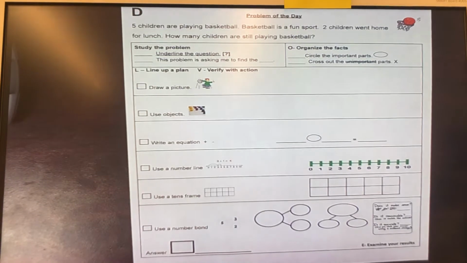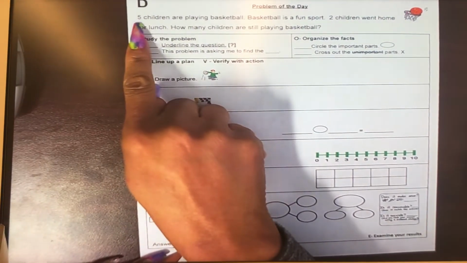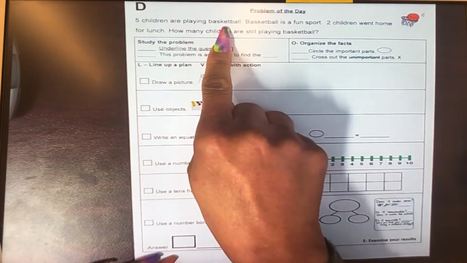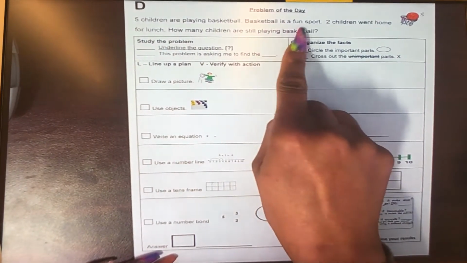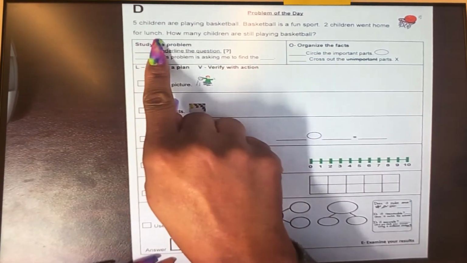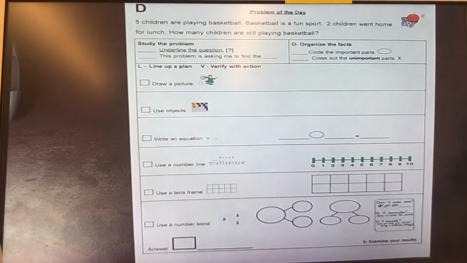Let's read it together. Finger on the first word. 5 children are playing basketball. Basketball is a fun sport. 2 children went home for lunch. How many children are still playing basketball?